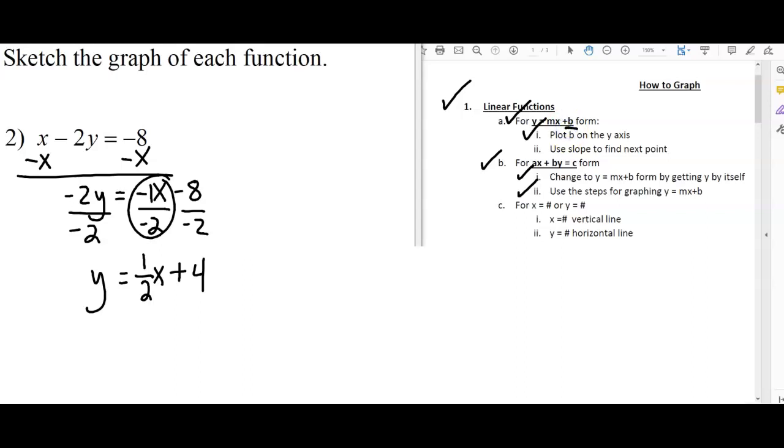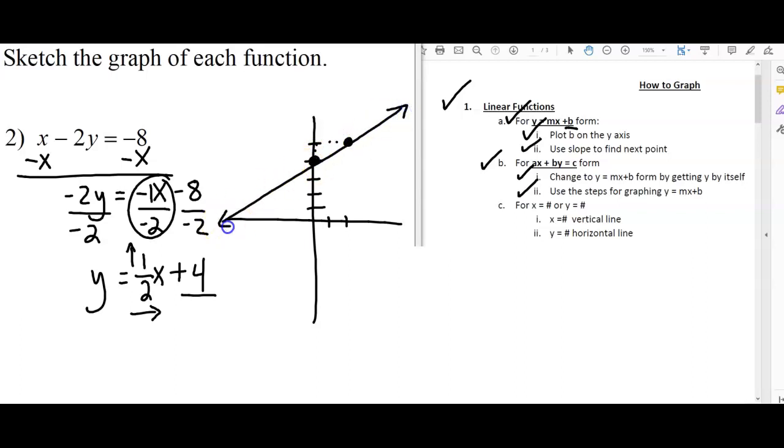The b is the number all by itself without an x, so in this case that would be 4. So I'm going to plot that number on the y-axis. And then I'm going to use my slope after that to find the next point. So I'm going to rise 1 and run 2. So rise 1 and run 2 from there would put me there. Up 1 over 2. And go ahead and connect your dots, and at that point you've got your graph. Okay? Some things to keep in mind is that if you ever have a negative slope, you would go down 1 and over 2. All right?